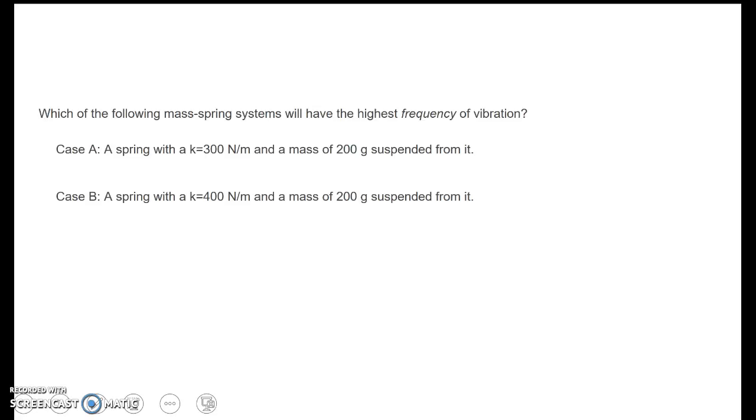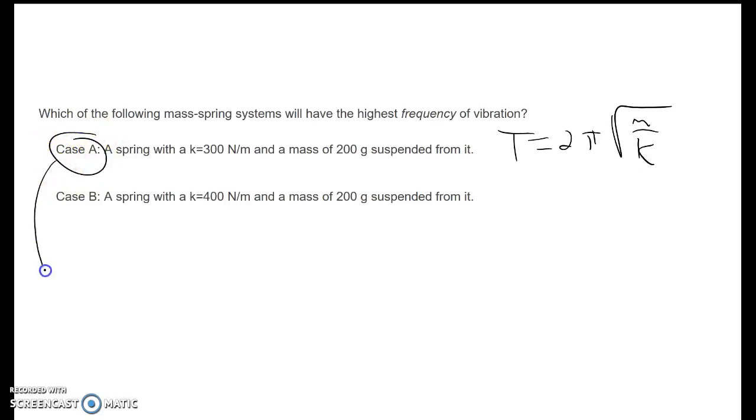So let's just apply this really fast. We have a mass spring system, and we want to see which one has the higher frequency. We have a spring with a k of 300 and a mass of 200 grams, and then a spring with a k of 400 and a mass of 200 grams also. So we have m over k, right? For case A, we go 2 pi and we look at our mass.